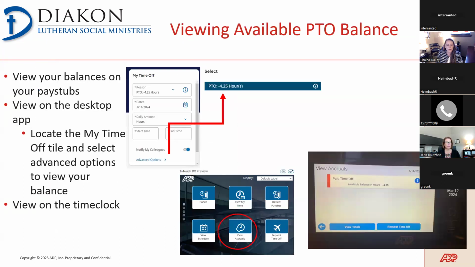We'll jump in, we'll talk a little bit about viewing your PTO and the various ways that you can view that. We are working with ADP so that your PTO balances will display on your pay stub, much like they do today. You can view your available balance on the desktop. So when you log into Workforce Manager, and I have a screenshot here of that, there's a My Time Off tile when you log into Workforce Manager. And if you click on the advanced options, you can see your balance right there. And then just like today, you can also view your available balance on the time clock. So there's a View Accrual soft key. Once you click on that, you can see how much PTO time you have available.